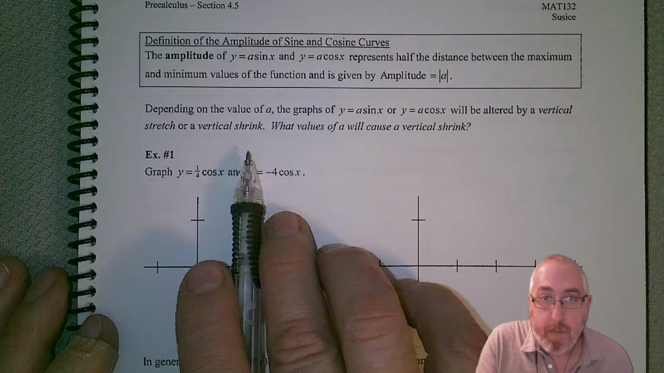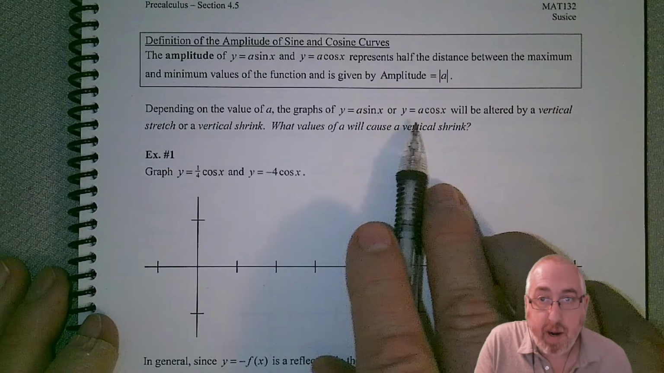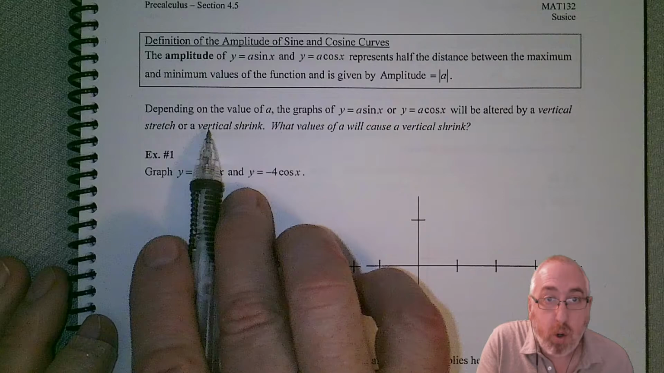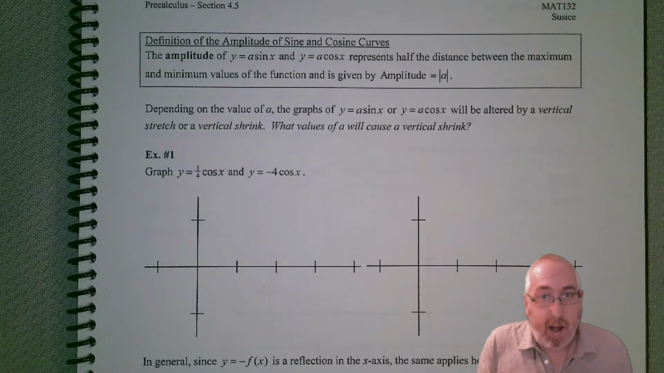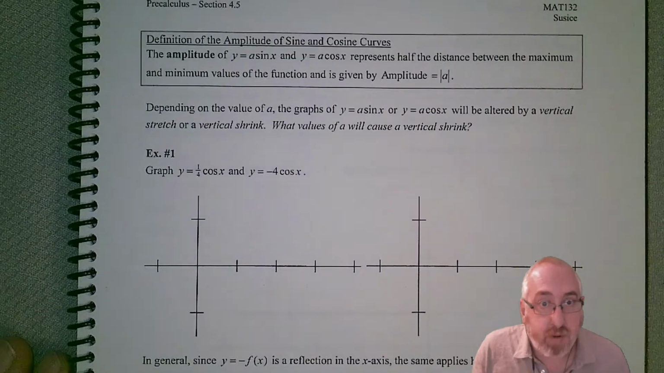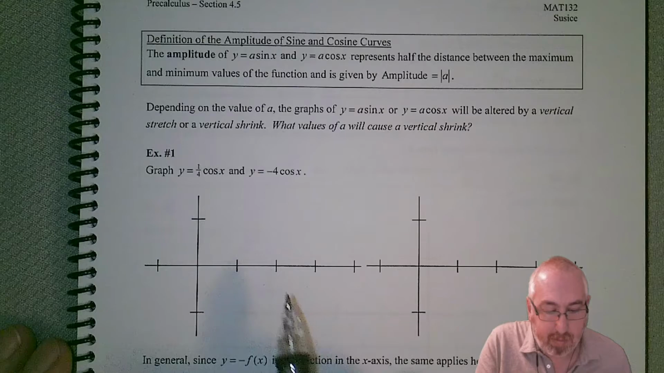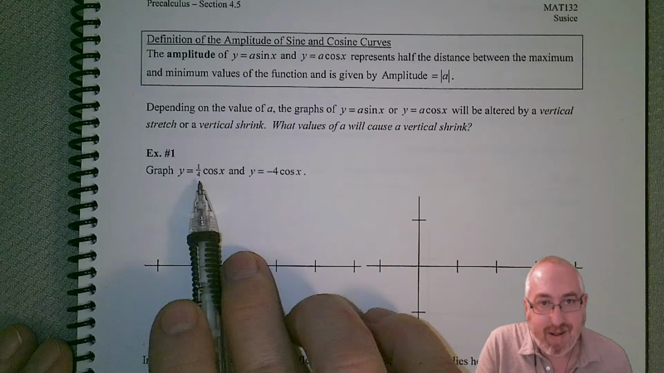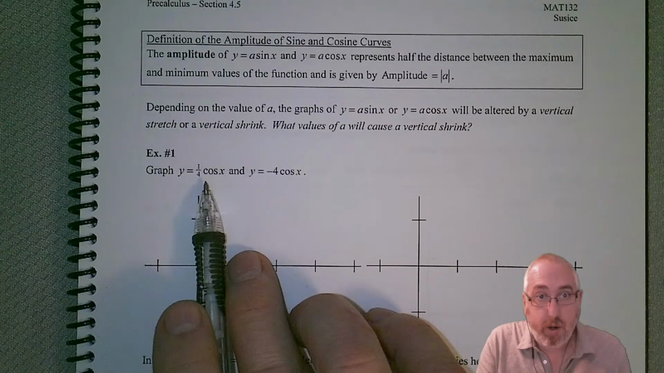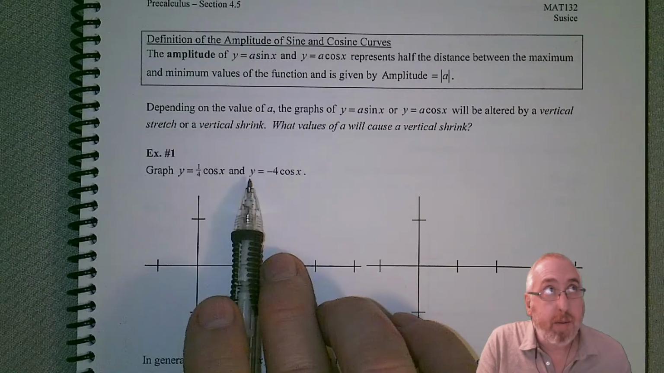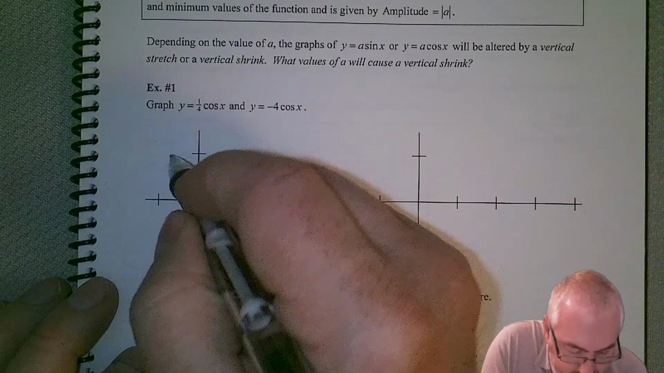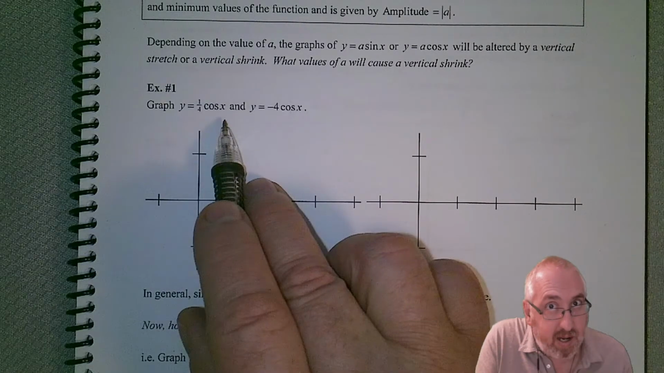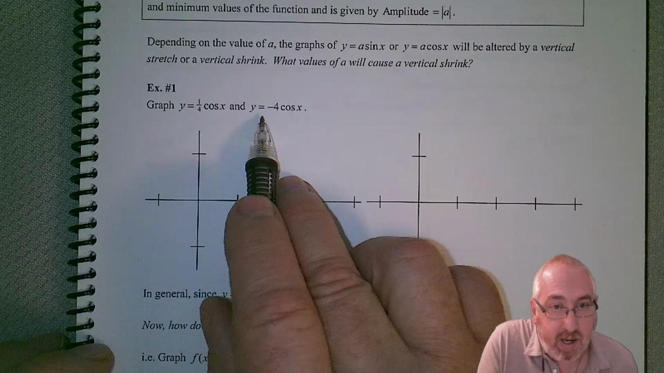Now, depending on the value of a, the graphs might be altered by a vertical stretch or a vertical shrink. So we already saw that when a was 3, it stretched it out. But how are we going to get a vertical shrink? You can probably see that when we have a fraction in front, it's going to have to be smaller than 1. So that's going to make it more obvious, I guess. Let's take a look. So when we have cosine, again, be careful. We're not always graphing sine. We sometimes graph cosine. So let's just quickly graph these.